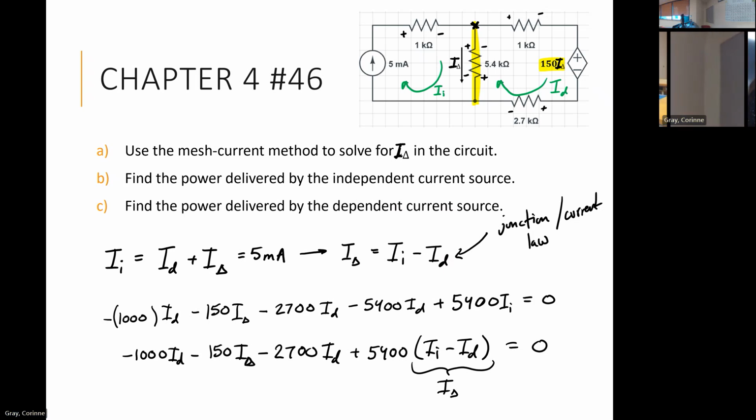delta, I need to replace this I delta with its definition. That will let me solve for ID. Then I can go through and solve for I delta. So if I wanted to use this equation as it is right now, I will need to go through and do the left mesh. It's fine, it works out the same way.